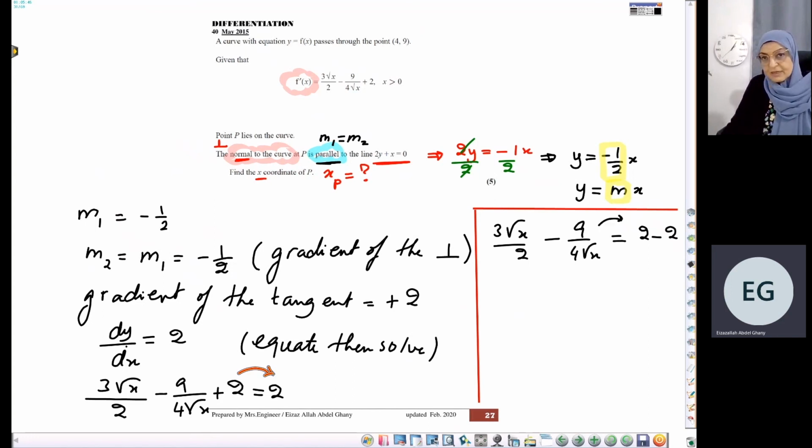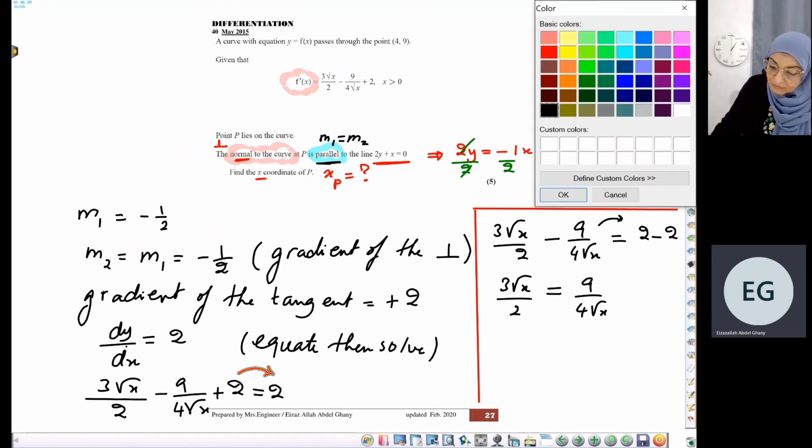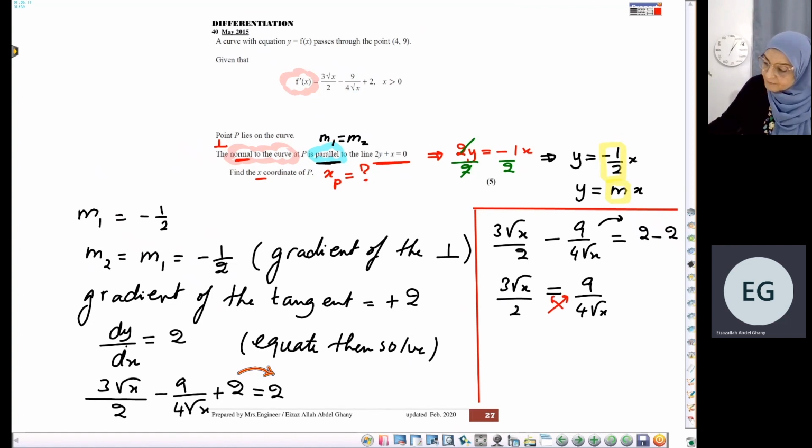Why don't you shift this to the other side, fraction equals fraction, then cross multiplication. So 3 square root of x over 2 will be equal to 9 over 4 square root of x. Now fraction equals fraction, then cross multiplication. 3 multiplied by 4 is 12. And square root of x multiplied by square root of x is x. And 2 multiplied by 9 is 18. And divide both sides by 12, x is 3 over 2.